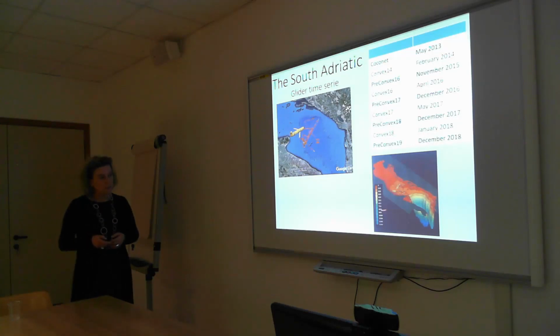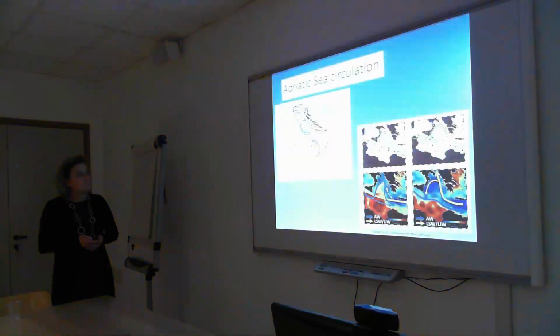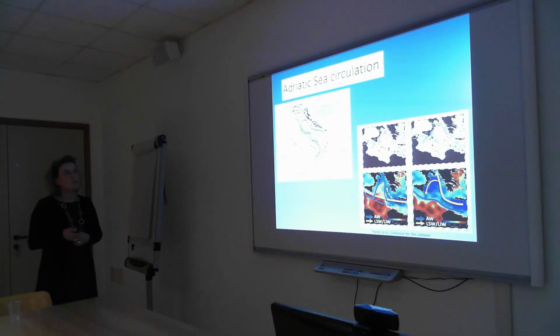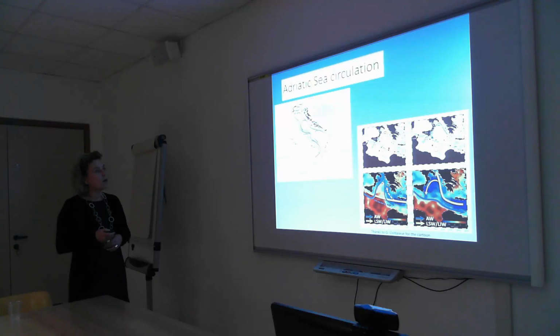In this picture, you can see how the Adriatic is very shallow in the north and the central part, while here in the pit we reach 1,200 meters. Everybody already told you about the Adriatic circulation, but I want to mention once more that the waters come from Otranto and go north along the Croatian coast. It recirculates a couple of times.